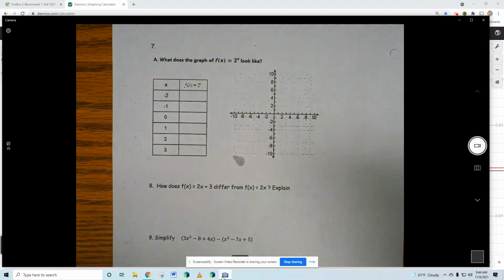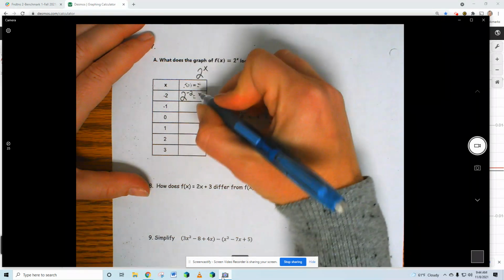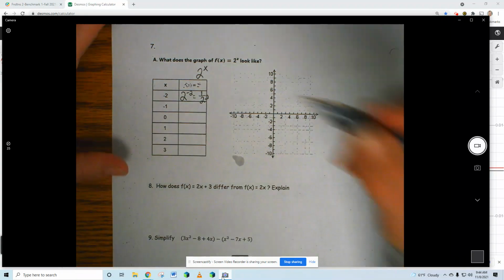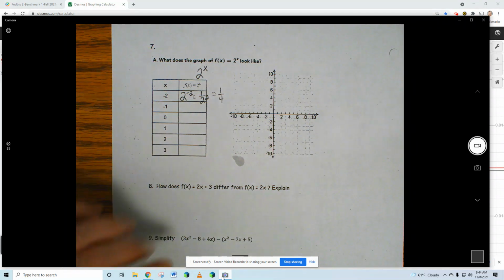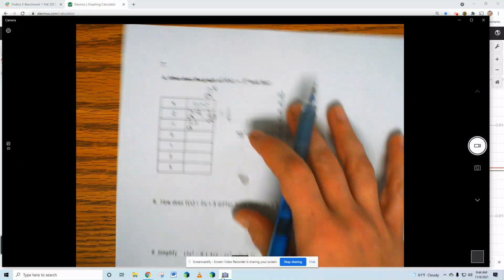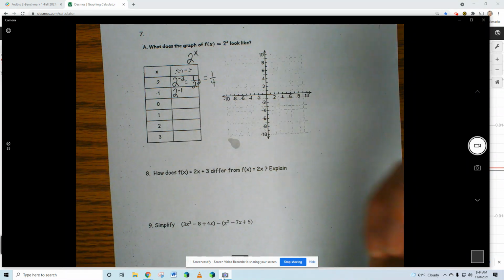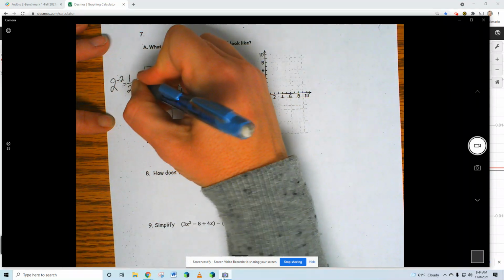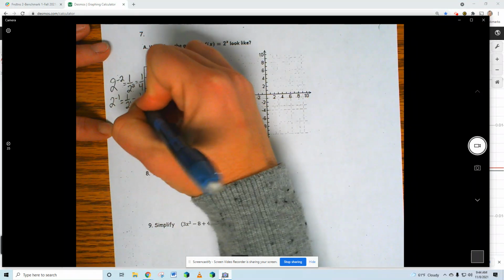You guys just graph it. 2 to the x, 2 to the negative 2, 1 over 2 squared. Remember, a negative exponent drops down. 1/4. 2 to the negative 1. What does the negative exponent do? Good. 2 to the negative 2nd equals 1 over 2 squared equals 1/4. 2 to the negative 1 equals 1 over 2 to the first equals 1/2.